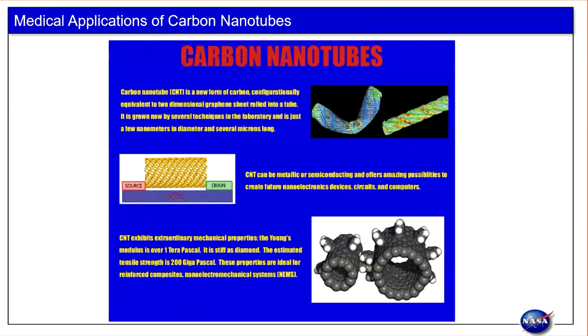It can be thought of as a two-dimensional graphene sheet rolled into a tube. It can exist in a couple of different major forms, single-walled carbon nanotubes, multi-walled carbon nanotubes, and other forms. And it has interesting electrical properties that can be almost metallic in nature from the standpoint of conductivity, or it can be semiconducting, which really opens up a variety of different electronic applications.